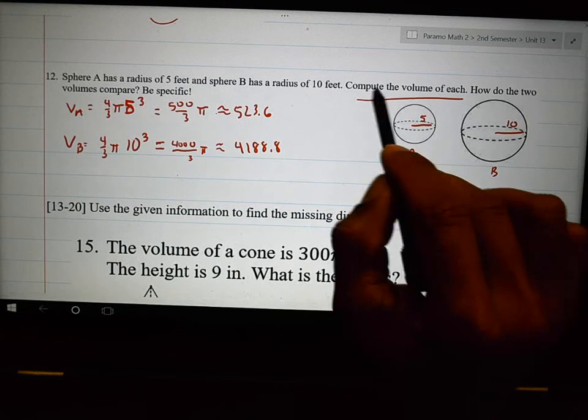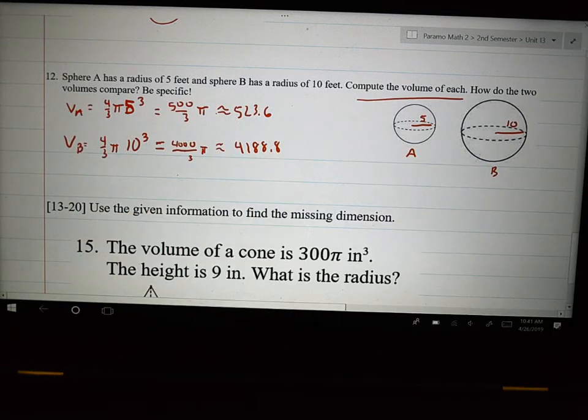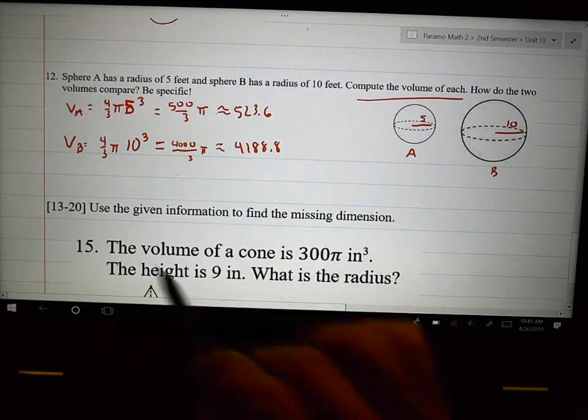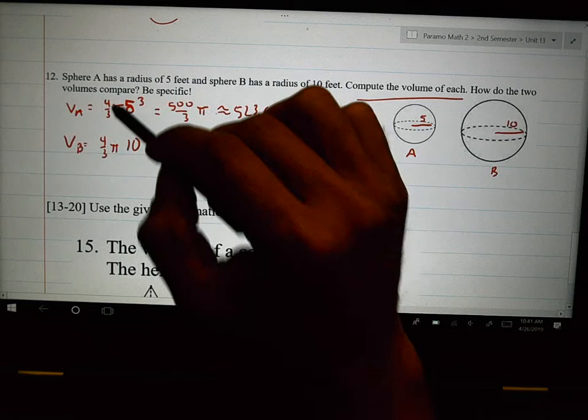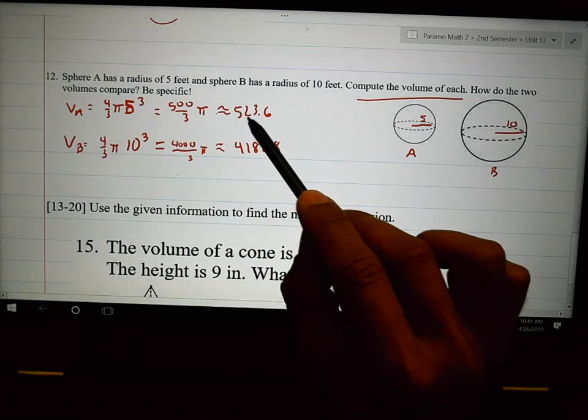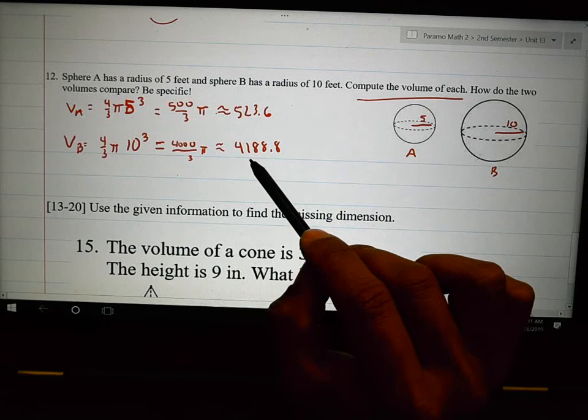So we computed the volume. I have the volume of A, I have the volume of B. How do the two volumes compare? This is bigger than that. Is it twice as big? Then it'd be 1,000. No, it's more than 1,000.